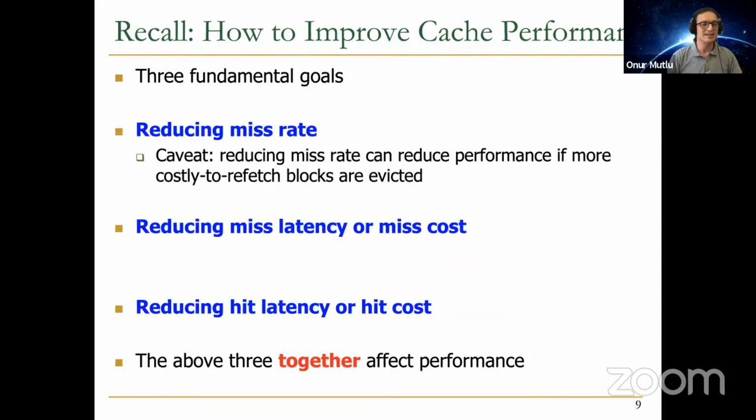Okay, so let's cover what we covered in the last lectures. Basically, we talked about caching, and in the last lecture, we talked about how to improve the basic cache performance. We talked about advanced caches, and we said that there are three fundamental goals in managing caches. We want to reduce the miss rate, we want to reduce the miss latency or miss cost, and we want to reduce hit latency or hit cost, basically.